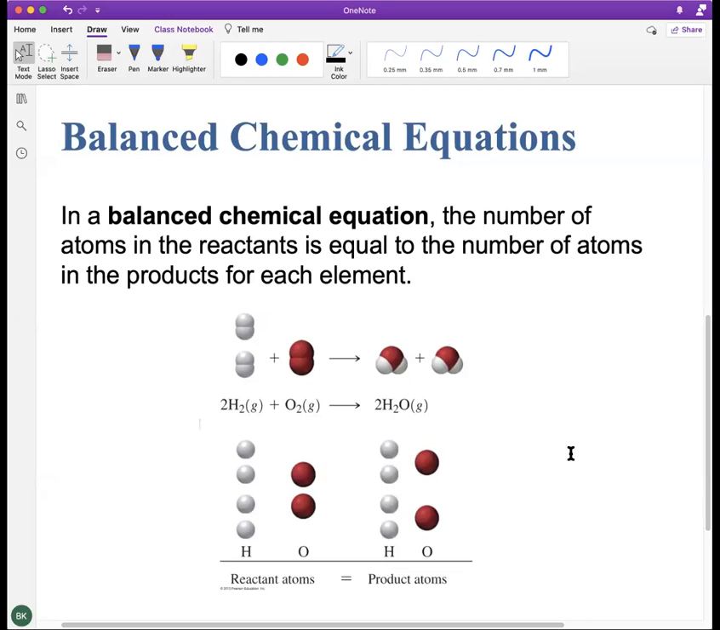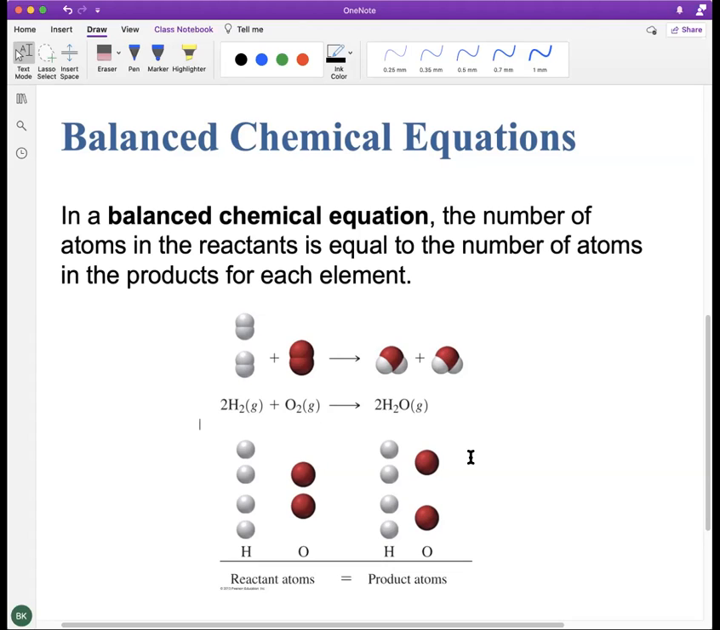So if we take an accounting of all the atoms on the different sides, we can see that on the reactant side, here are our 4 hydrogen atoms, right? We have 2 hydrogen H2 molecules. So if I have 2 of those, that means I have 1, 2, 3, 4 hydrogen atoms. Then I have 2 oxygen atoms from the O2. And on the right-hand side of the equation, the products, I count up all the hydrogens that I have, 1, 2, 3, 4. I have 4 hydrogen atoms and 2 oxygen atoms.